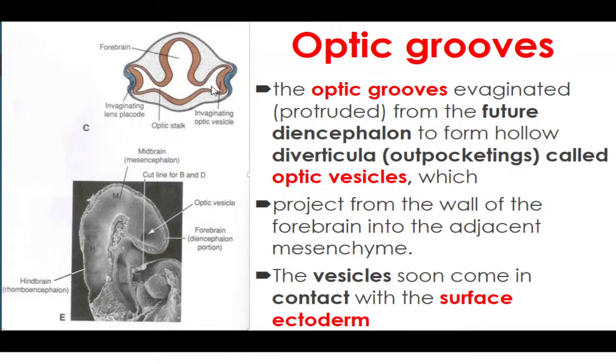Look at this one, we can see it very well here. Optic vesicle, optic vesicle, projecting from the wall of the forebrain into the adjacent mesenchyme. The vesicles soon come in contact with the surface ectoderm, as we can see very well here, to form the invaginating lens placode.